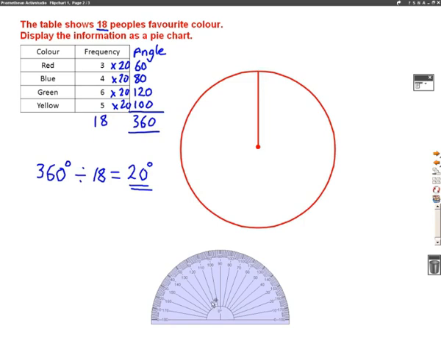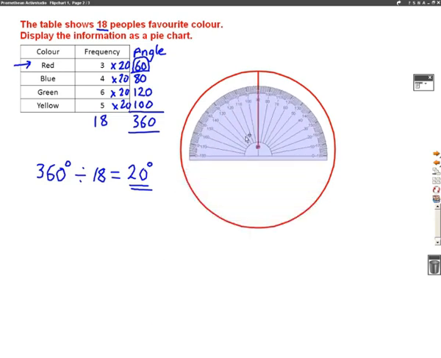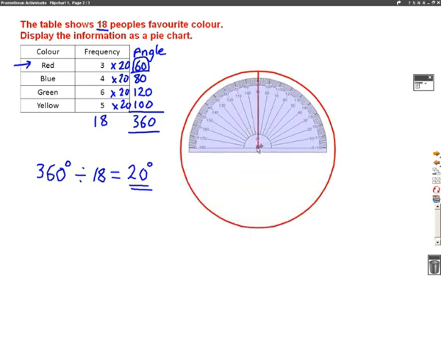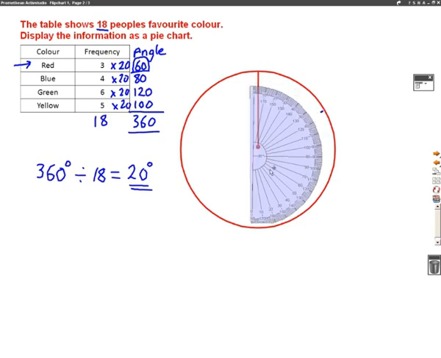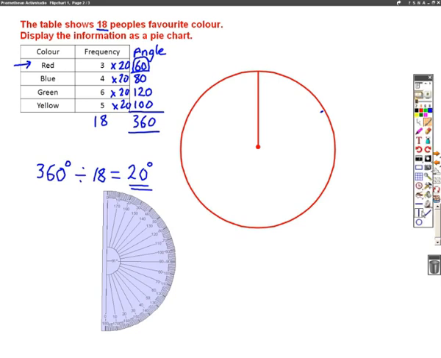So we're going to draw the first section for red, and we know we need to draw an angle which is 60 degrees. So the way we do that, we get our protractor, and we put the middle of it in the middle of the circle, and we turn it so that the 0 on the outside of a protractor is on the line that's already there. We go to 60 degrees, put a dot, and then using a ruler to get a straight line, join the center of the circle up with that dot, and the first section is done. This section is for red. So the first section, red, is now done.